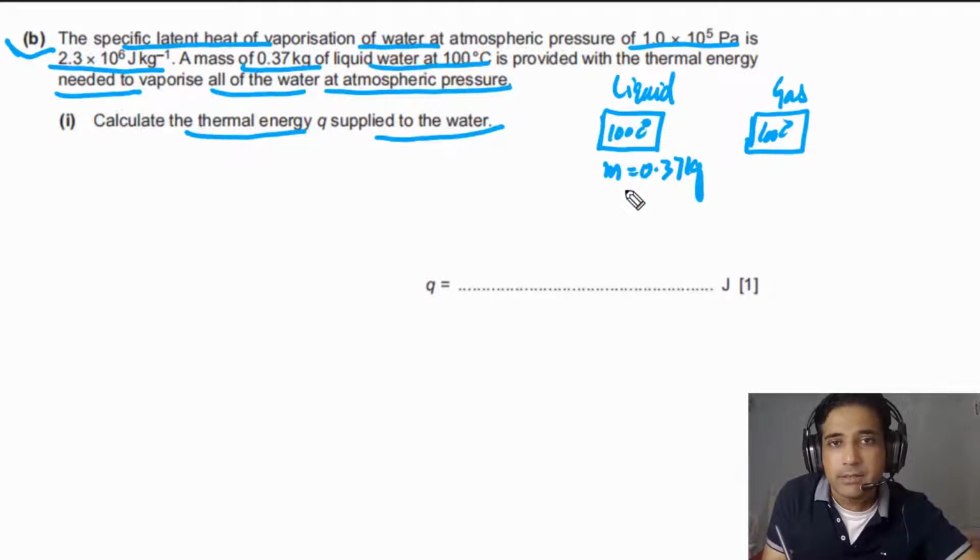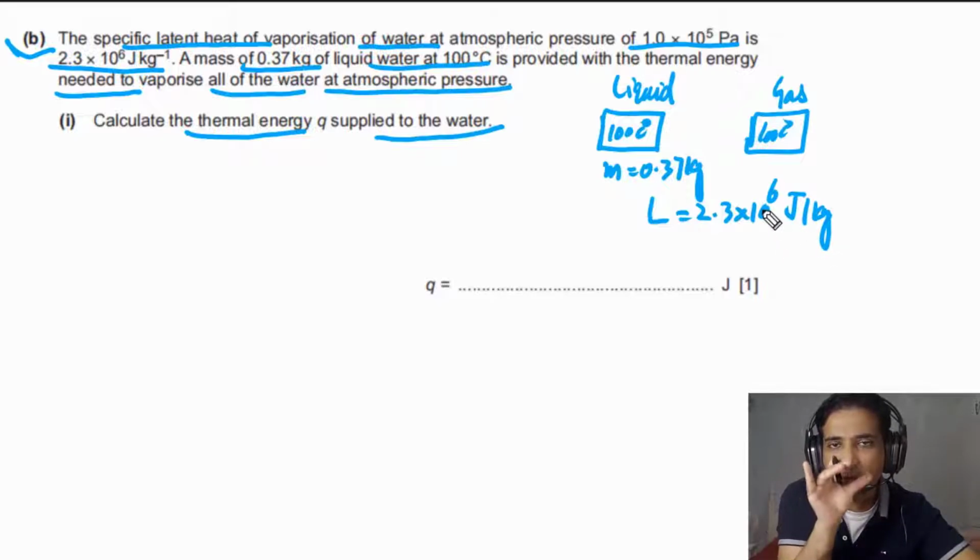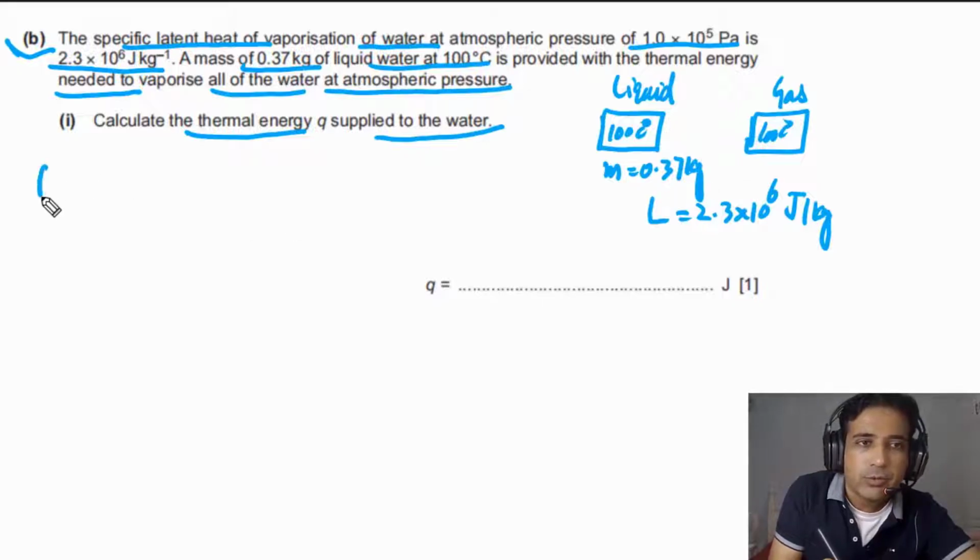And in this case, specific latent heat is given, means L is given to us. L is equal to 2.3 times 10 to 6 joules per kg. It simply means that if we need to convert 1 kg of water into gas at 100 degrees Celsius, we have to supply 2.3 times 10 to 6 joules of thermal energy. But in this case, we have only 0.37 kilograms, so we need to calculate the value of thermal energy supplied.